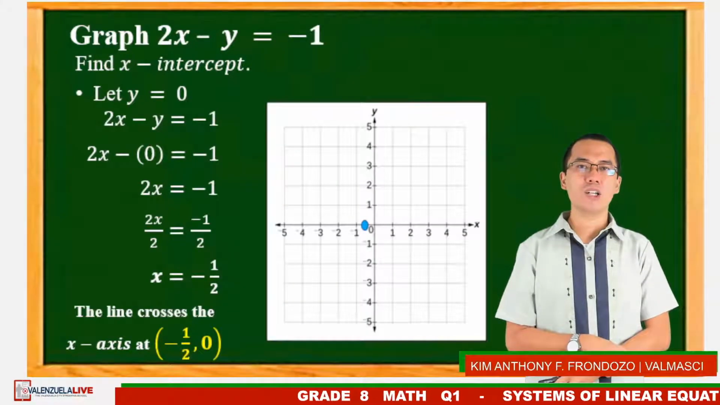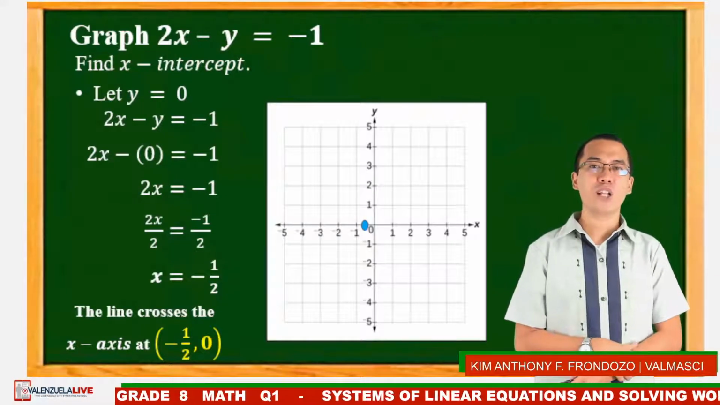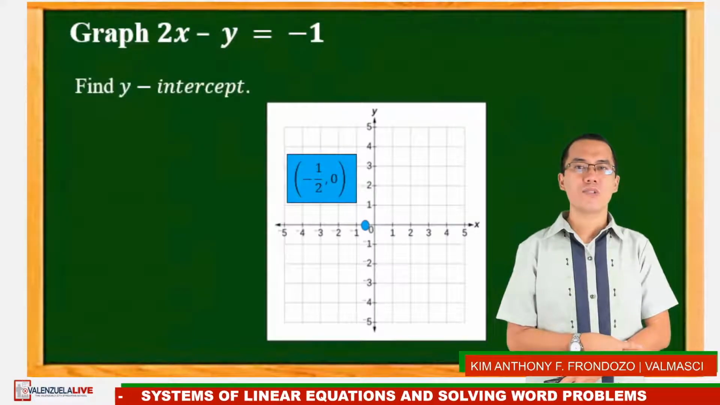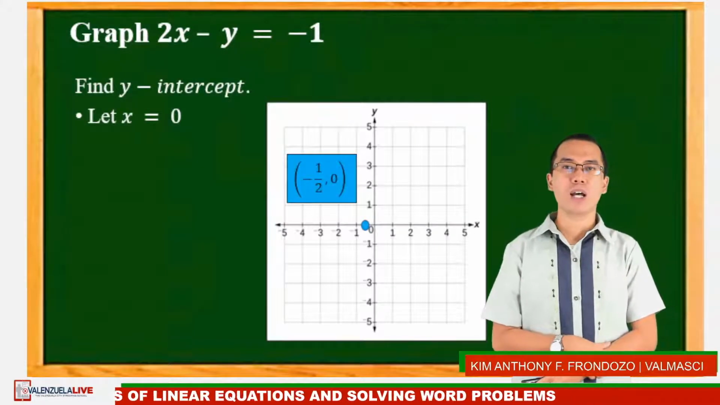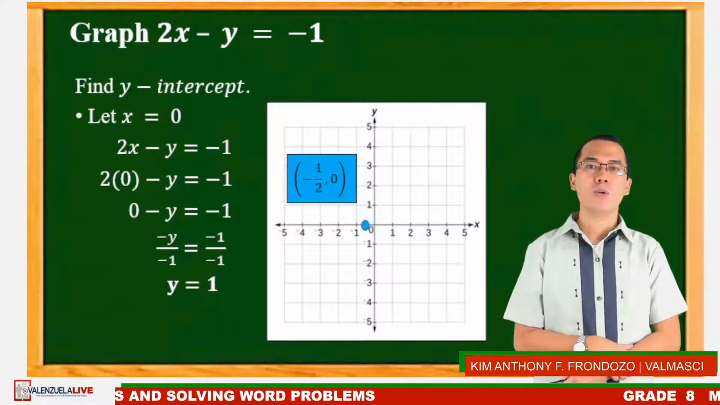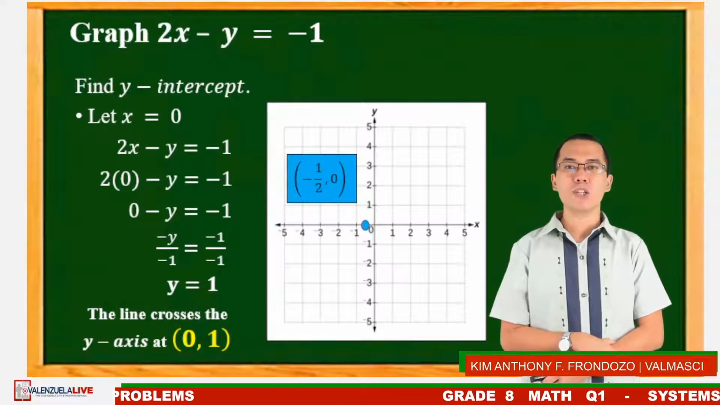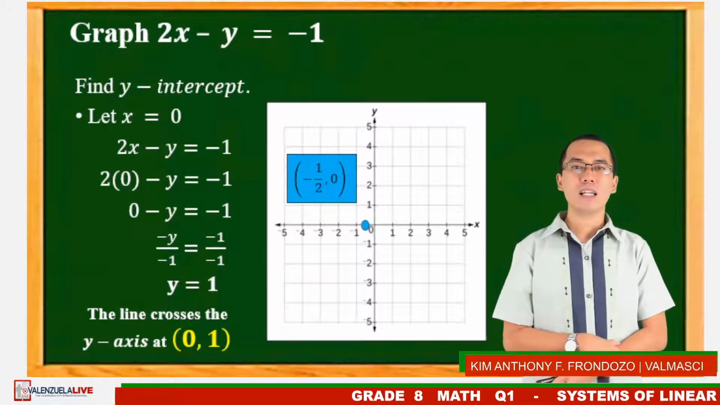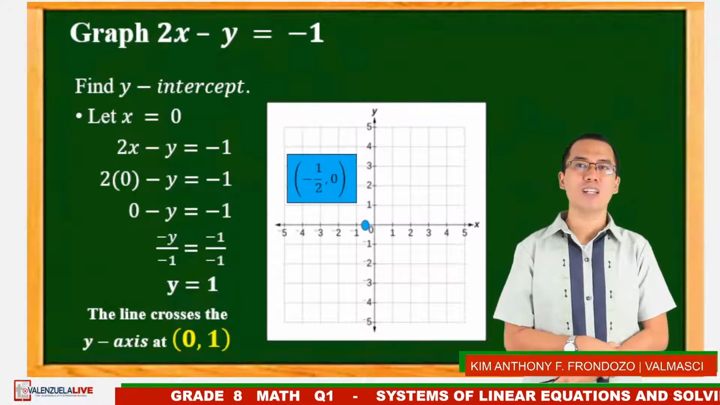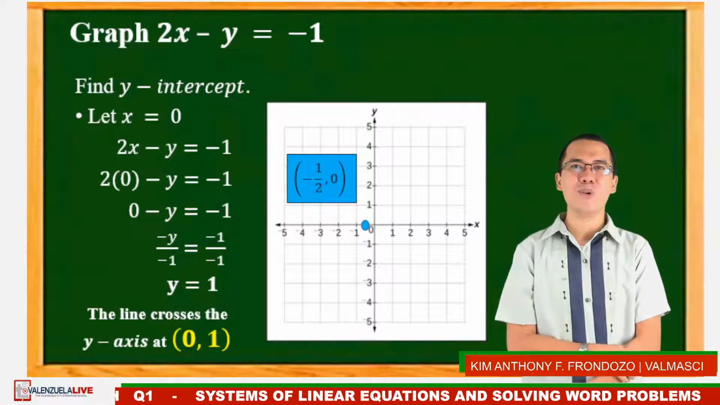Next is finding another point on 2x minus y equals negative 1. So we will need to solve for the y-intercept by letting x be equal to 0. So we'll have 2x minus y equals negative 1. So by substitution, we'll have 2 multiplied by 0 minus y equals negative 1. So we'll have 0 minus y equals negative 1. Then dividing both sides by negative 1, we'll have y equal to 1. So the line crosses the y-axis at 0, 1.